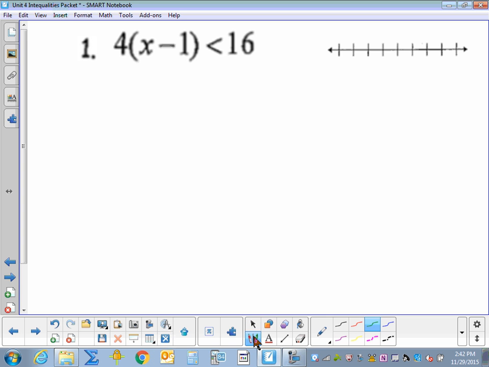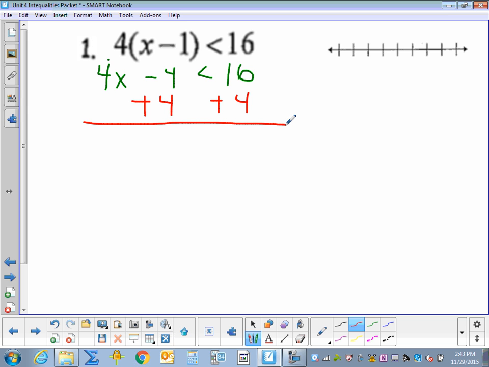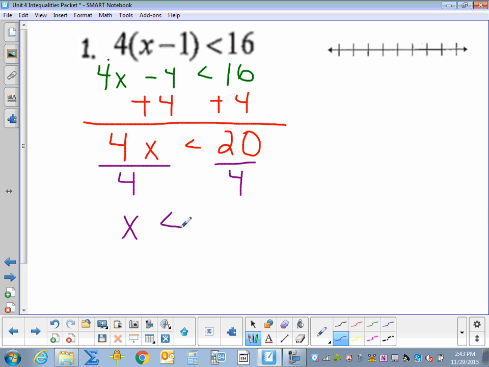So the first step would be to distribute the 4. So 4x minus 4 is less than 16. So we're going to add 4 to both sides. And that will give us 4x is less than 20. We'll divide each side by 4. X is less than 5.